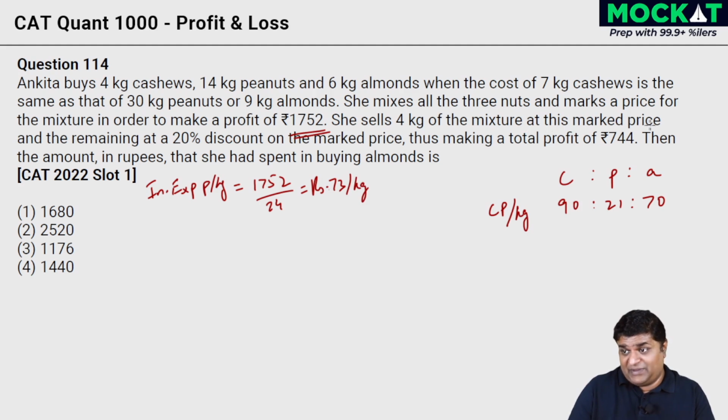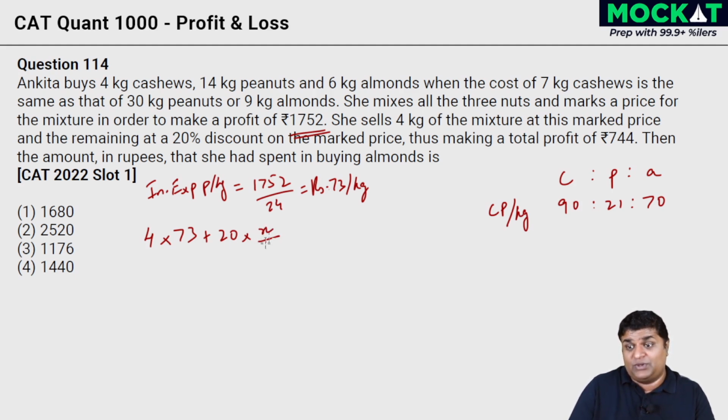She sells 4 kg of the mixture at this mark price and the remaining at a 20% discount on the mark price, thus making a total profit of 744. That means for these 4 kgs, she makes a profit of 4 into 73, because it's sold at this mark price, the initial expected price. Then the remaining, how many kilos from 24 are sold? 20 kilos are sold at some price which we don't know, right? Let's call that X. We don't know that X, or rather the reduced profit.